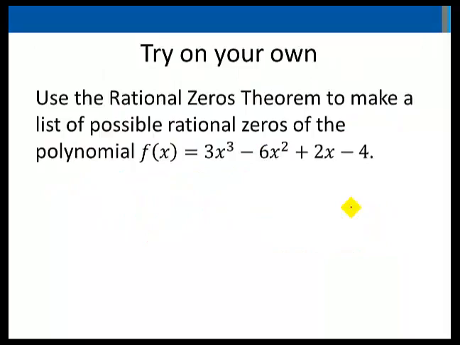Try on your own to use the rational zeros theorem to make a list of possible rational zeros of the polynomial f of x equals 3x cubed minus 6x squared plus 2x minus 4.